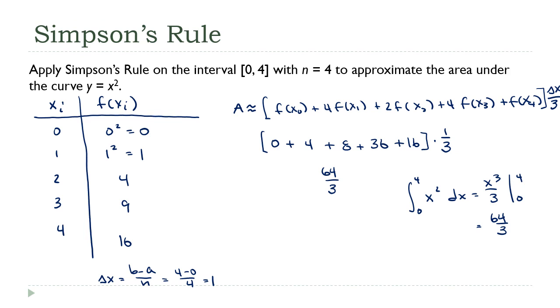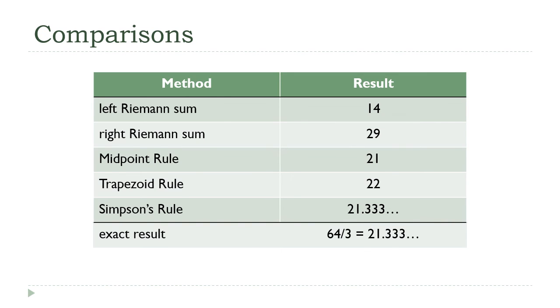So let's go to the next slide here. This summarizes the results that we've seen in all of these methods. The left and right Riemann sums gave us 14 and 29, which were really not very good at all. But for the same number of intervals, the midpoint rule gave us 21, which was really pretty good. That was only a third off. The trapezoid rule was good, but not as good. That was off by 2/3. And of course, we saw with Simpson's rule, that gave us the exact result. So those are all the different methods that we're going to talk about.